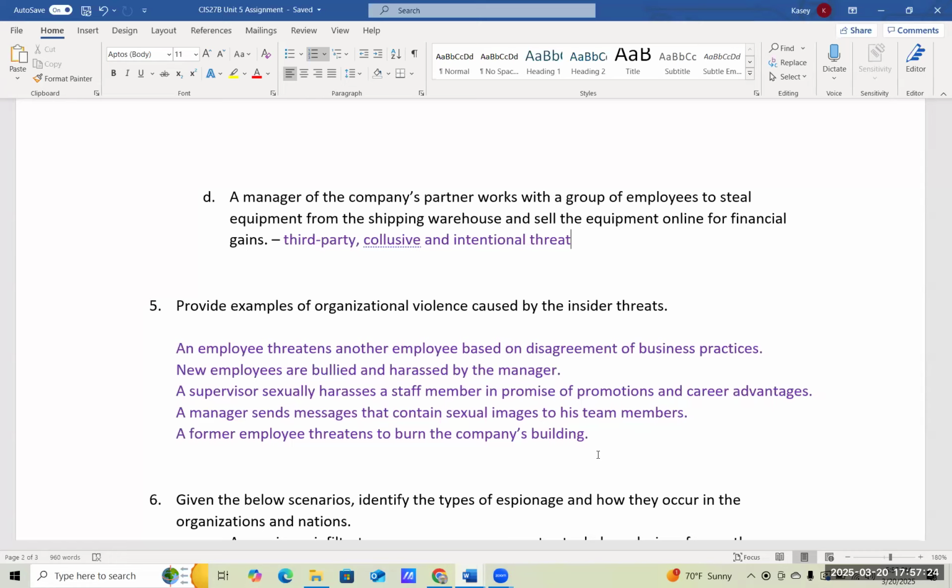So you don't have a lot of support in a diverse and equitable workplace, possibly because of management strategies. There's gotta be something that would help monitor these things better, right? Favoritism is not allowed, right? So how can we detect those kinds of activities, those forms of harassment? Supervisor sexually harasses staff member in promise of promotions and career advantages.